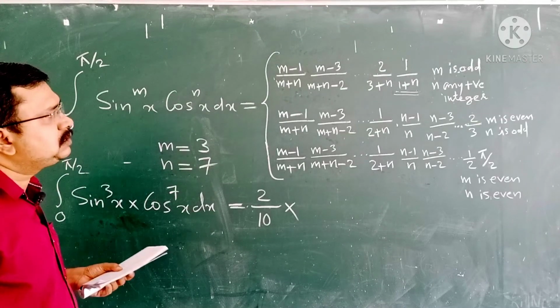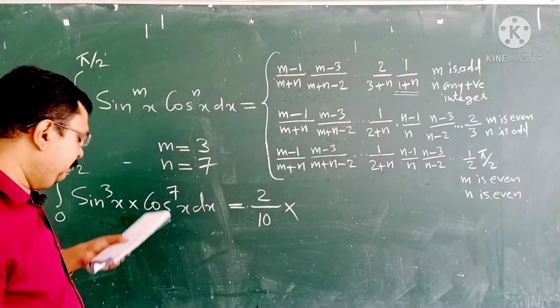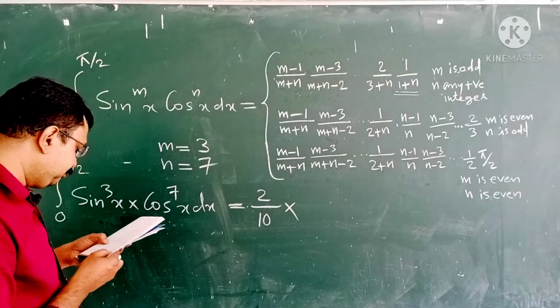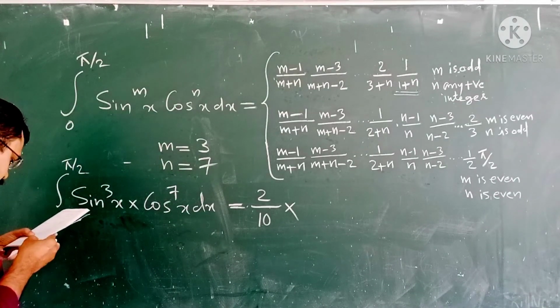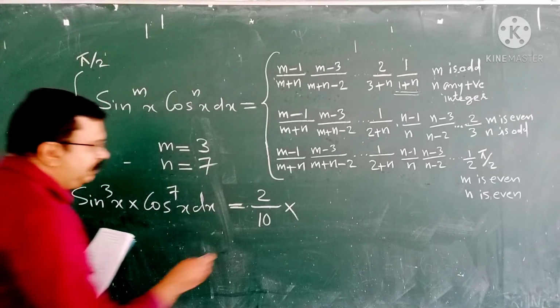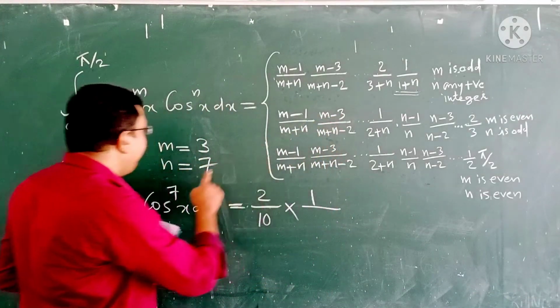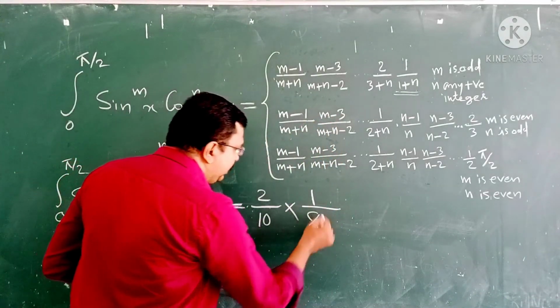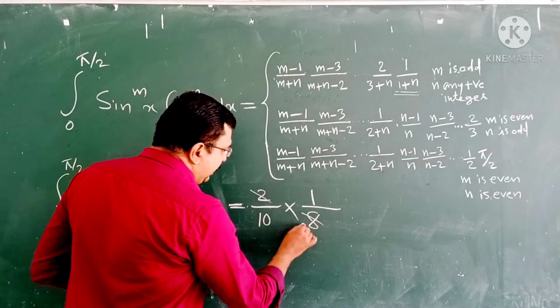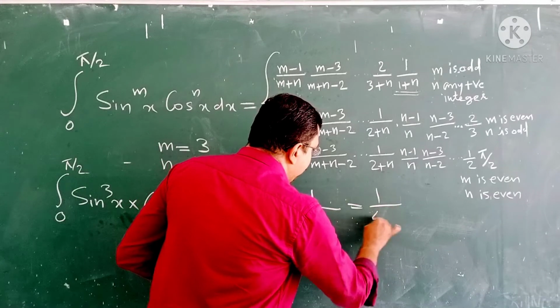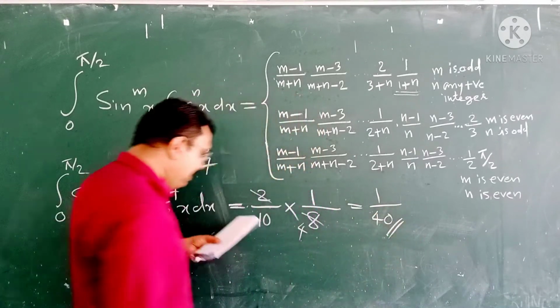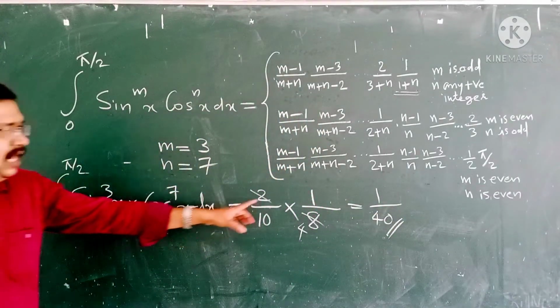n plus 1, that is, here is cos to the power 7x. Therefore, 1 by n plus 1. N is 7, 7 plus 1 is 8. 2 and 8 cancel 4. 4 into 10, that is equal to 1 by 40. 1 by 40 is our final answer.